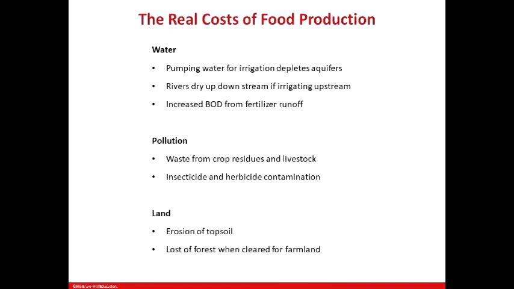So what's the real cost of food production? When we talk about food production, we think about it in three broad categories: water, pollution, and land. That's how this author chooses to do it, and when people talk about it, most talk about it in this fashion. Water: pumping water for irrigation depletes aquifers. Basically, if you're pumping too much water to irrigate, you could affect the natural water source.